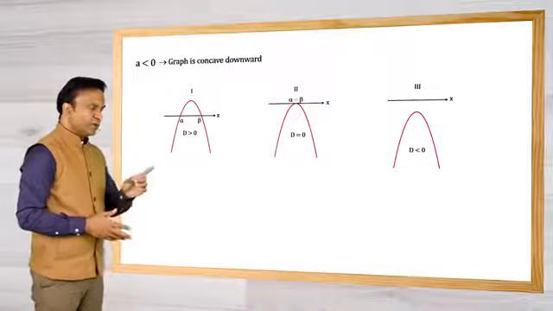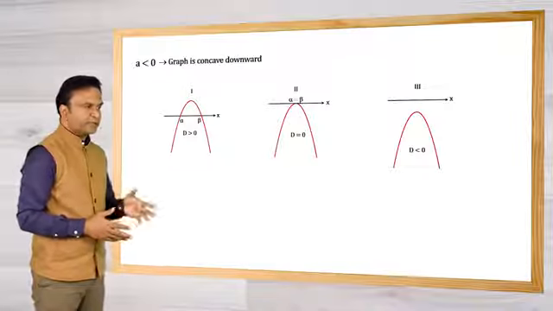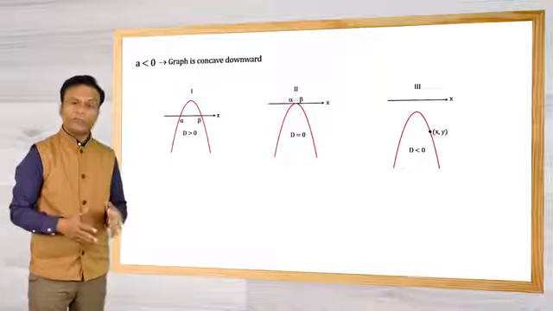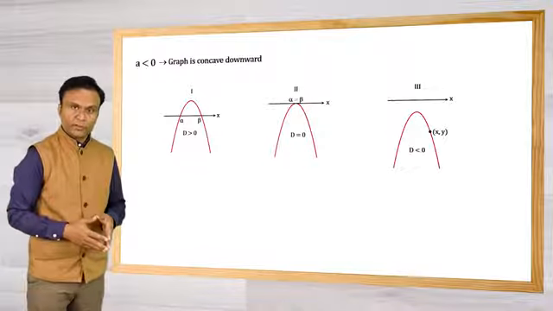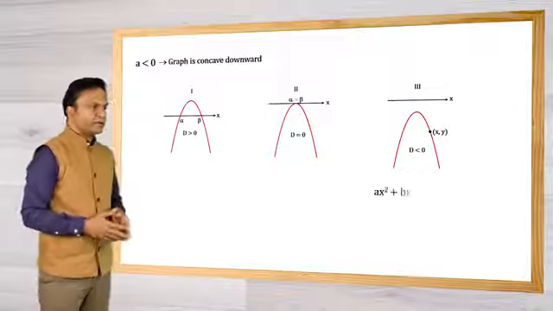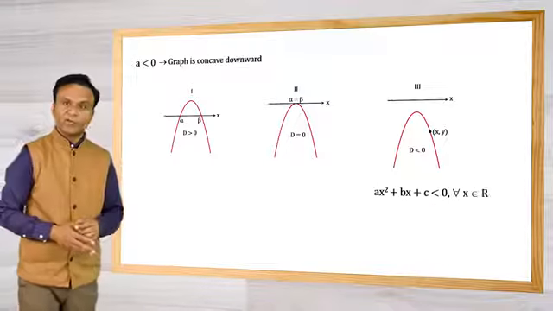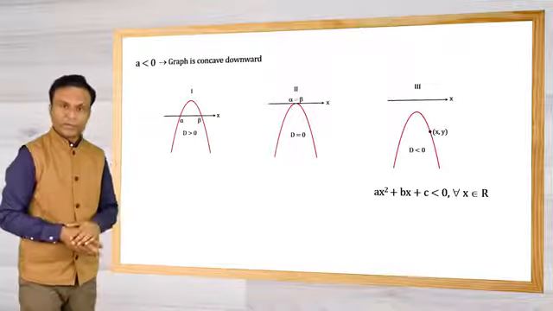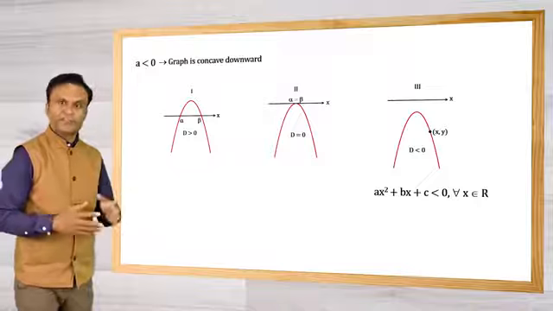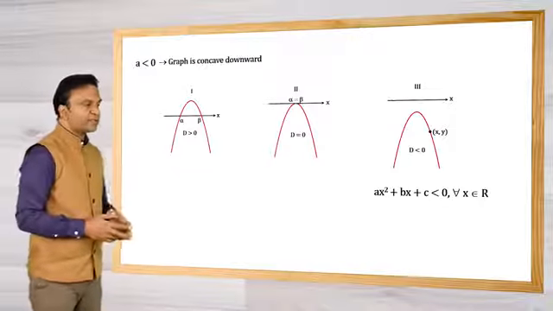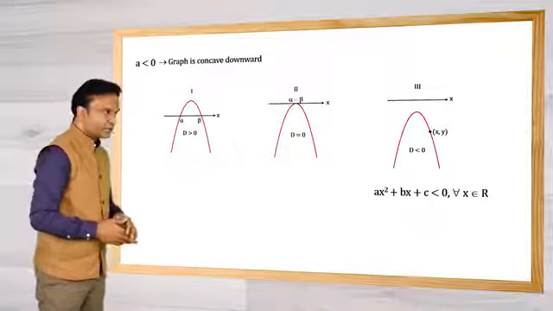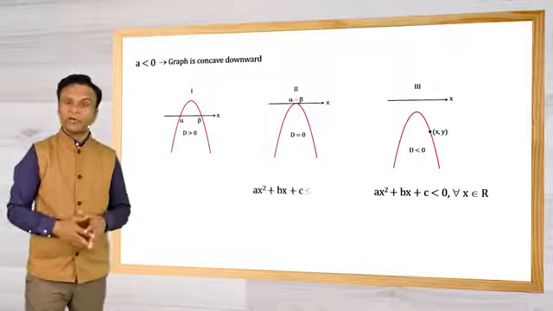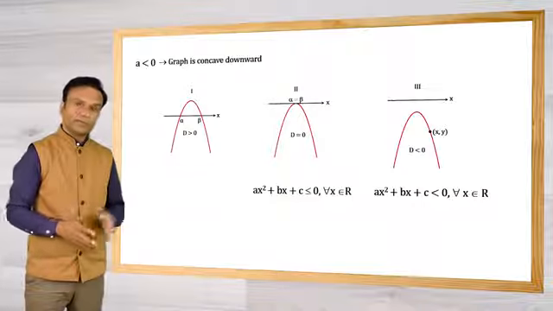In the third graph, where D is less than 0, if you take any point on the graph, the value of y is negative. That means here ax square plus bx plus c is less than 0 for all x belongs to R. This graph is always lying below the x-axis where y is negative. In the second figure, where the graph is touching the x-axis, ax square plus bx plus c is less than or equal to 0 for all x belongs to R.